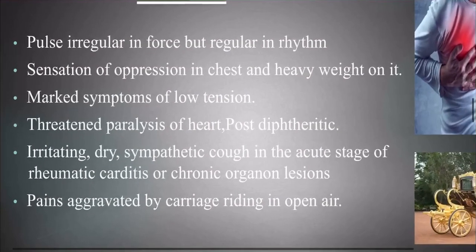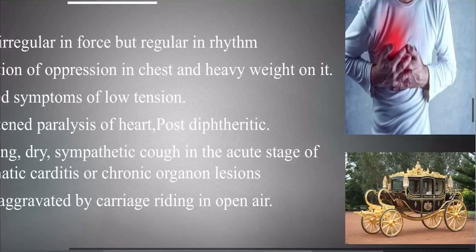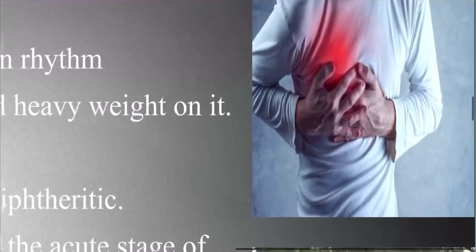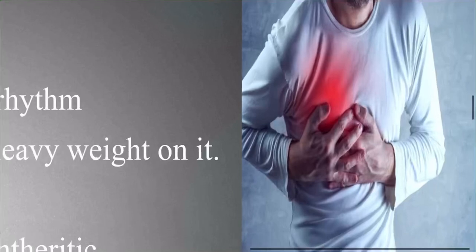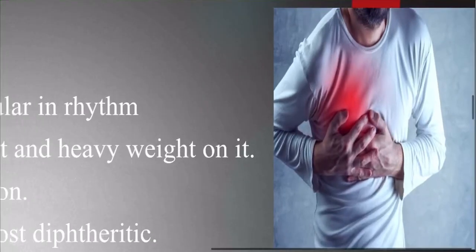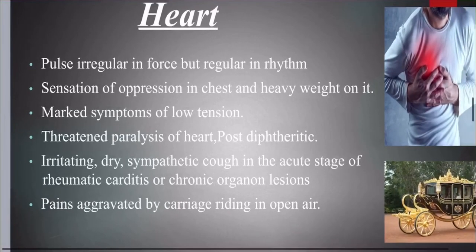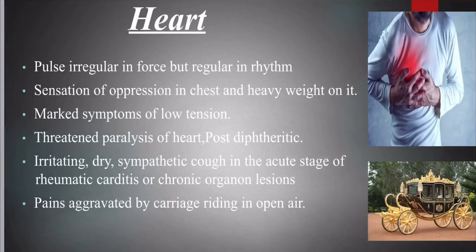Next, heart. The pulse will be irregular in force but regular in rhythm. When you check the pulse, the rhythm will be normal but the force of the pulse will be irregular. Sensation of oppression in the chest and heavy weight on it. You can see the person: there is oppression of the chest and he feels as if some heavy weight is on him. Marked symptoms of low tension, threatened paralysis of the heart, post-diphtheritic.